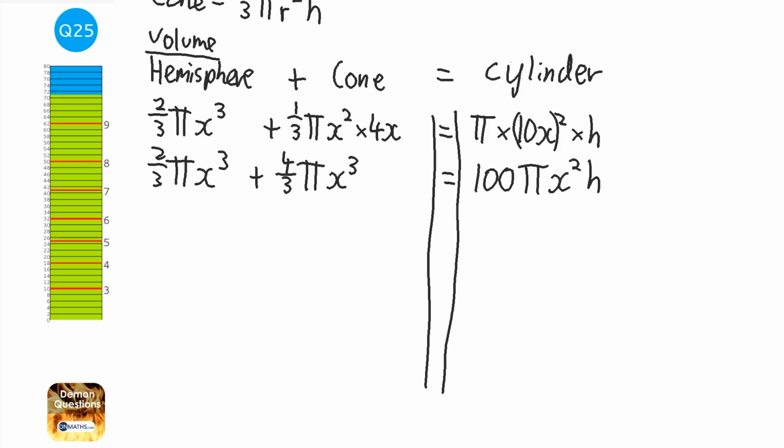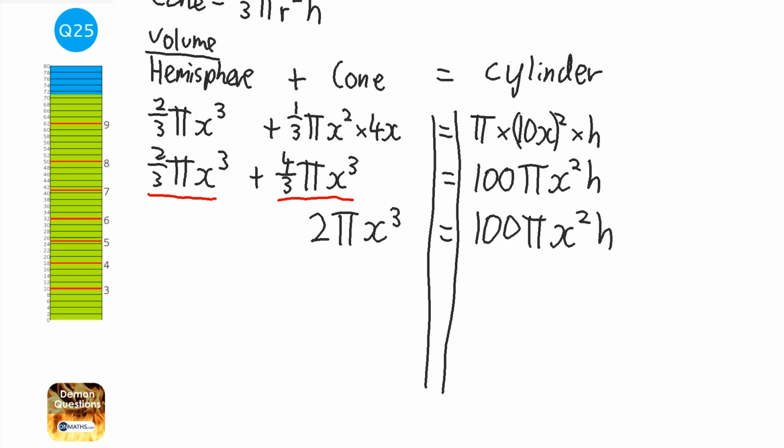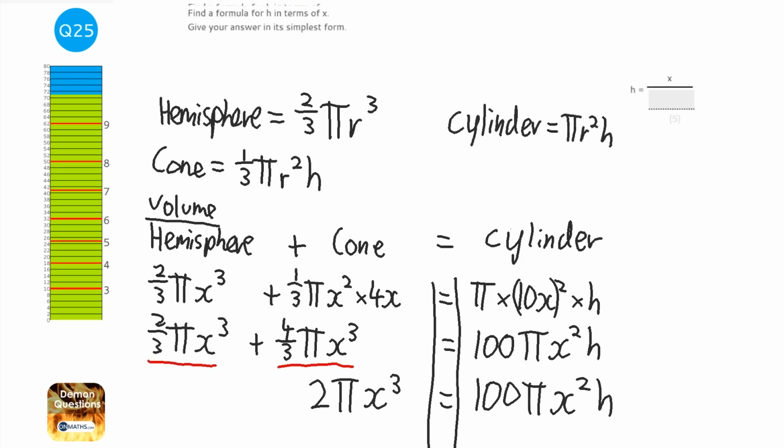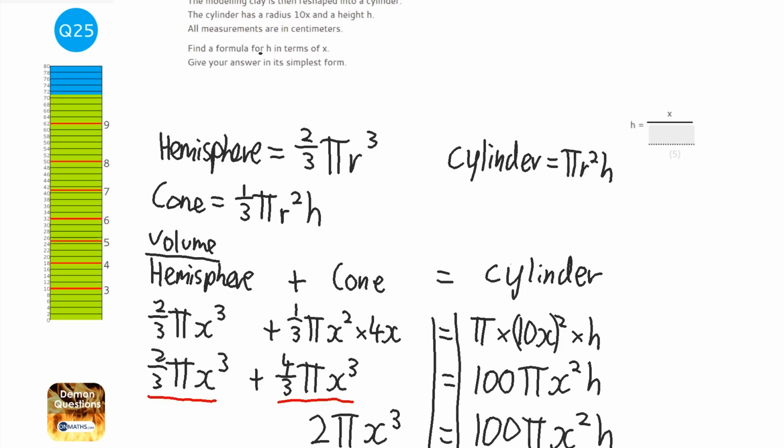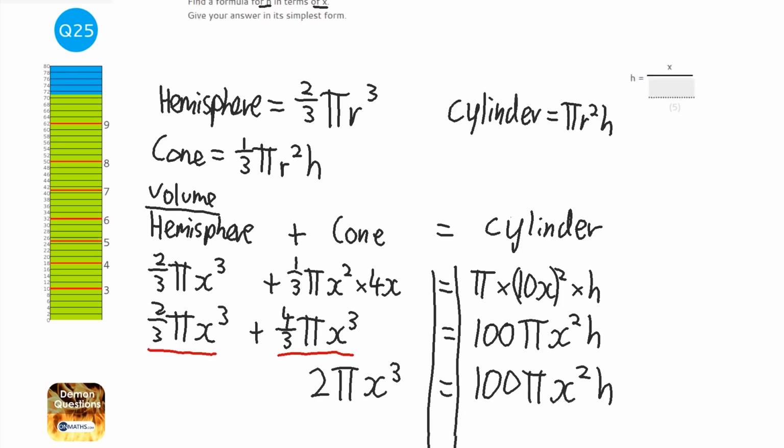Okay. Now, if you notice on the left-hand side, these two here are the same. There's both pi x cubed, so we can just add them together. So it's going to be 2/3 plus 4/3, so that's going to be 6/3, or just 2. So it's going to be 2 pi x cubed equals 100 pi x squared h. Brilliant. Okay. Now let's just check to see what it wants. It wants a formula of h in terms of x. So it wants h equals.